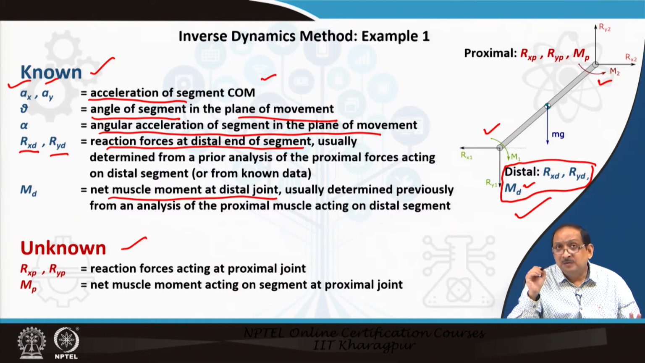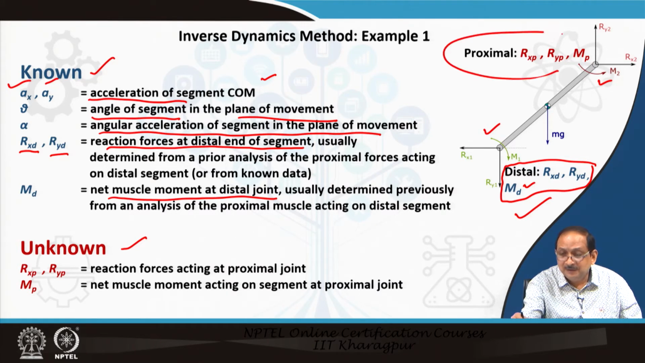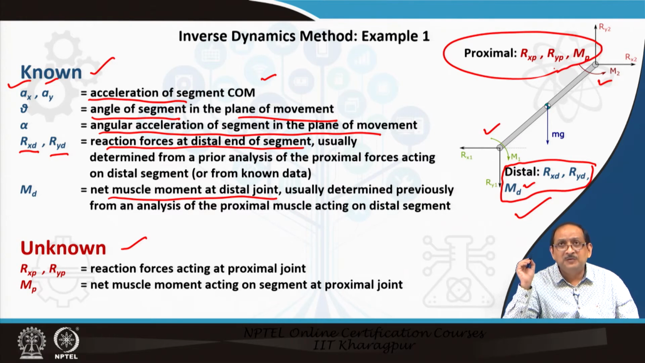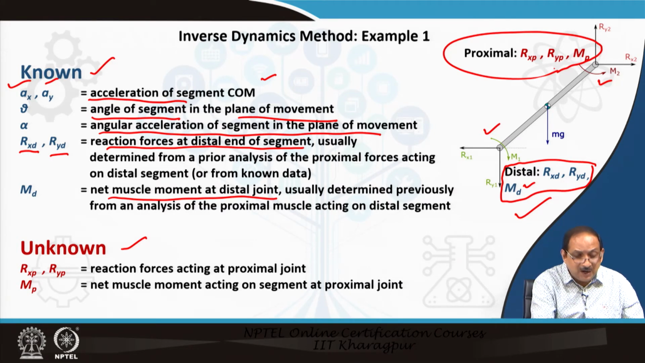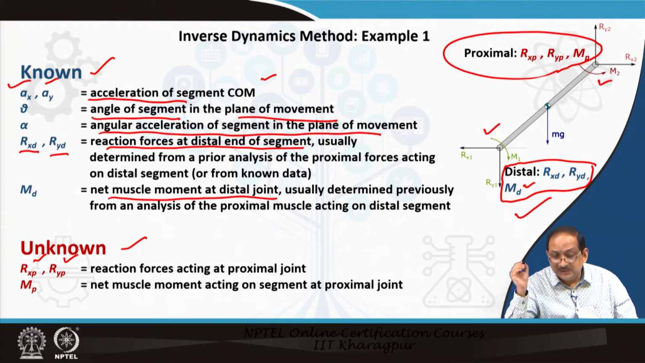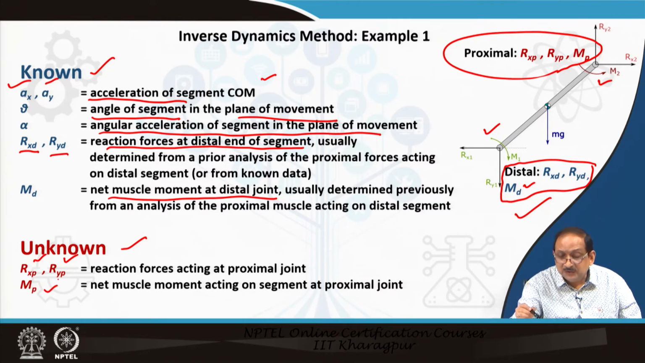Now, the unknown variables are on the proximal side, which is indicated here in this part of the figure. So, Rxp and Ryp are the reaction forces acting at the proximal joint, and Mp is the net muscle moment acting on the segment at the proximal end.